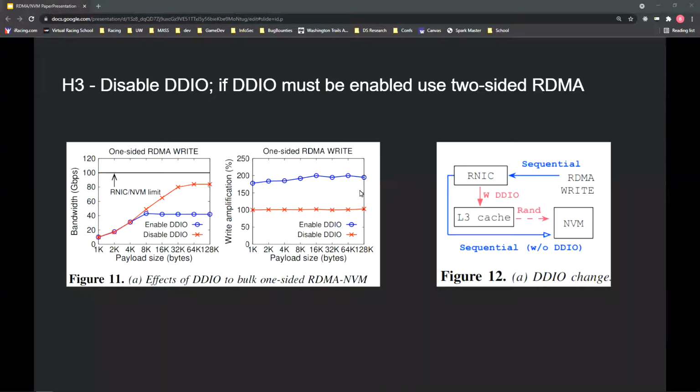That being said, disabling DDIO does impact the cache locality for other DMA data. This had the effect of degrading two-sided RDMA performance as it makes use of the CPU cache. Therefore, the authors added an extension to the optimization stating that if DDIO must be enabled, two-sided RDMA should be used for large NVM writes.